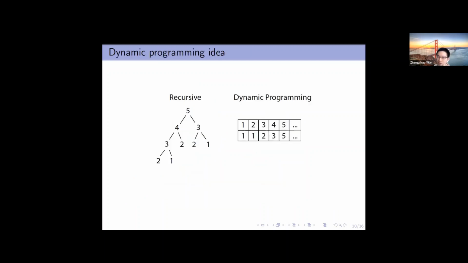This turns out to be a common phenomenon for all recursive algorithms. For example, if you want to compute the Fibonacci number Fibonacci 5 using a recursive algorithm, eventually you need to compute Fibonacci 1 twice and Fibonacci 2 three times, etc. So one idea to avoid such repetitive computation is to use the dynamic programming idea. Basically, you just need to use a big table to store the values you have computed. Then you don't need to compute them again.